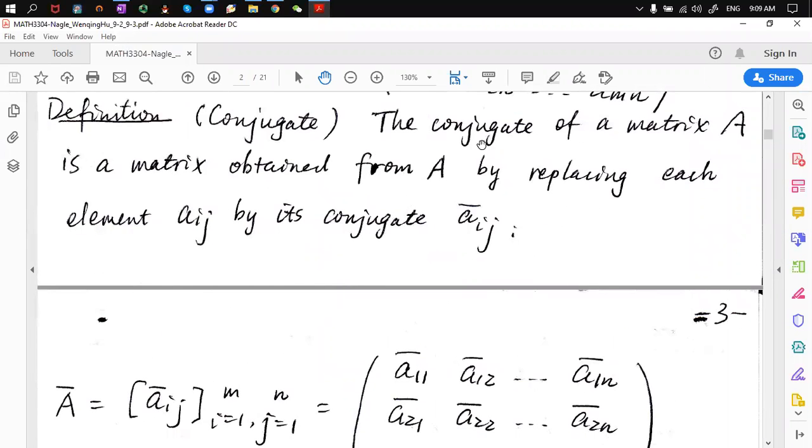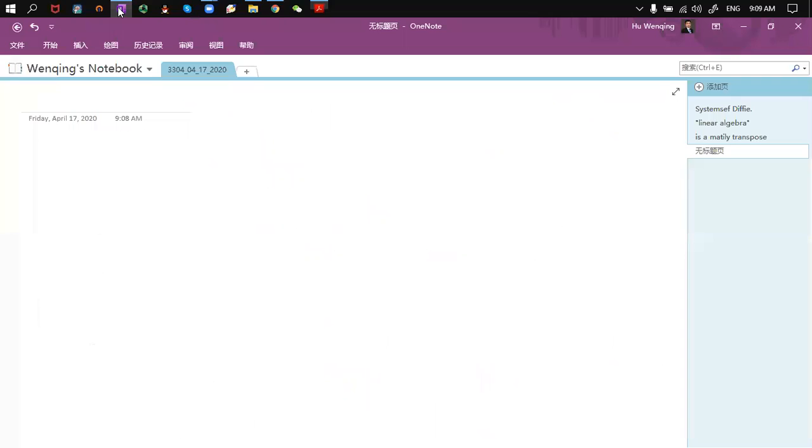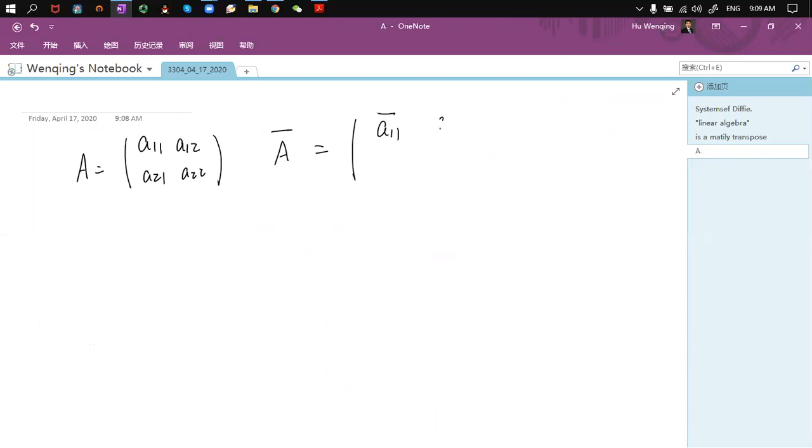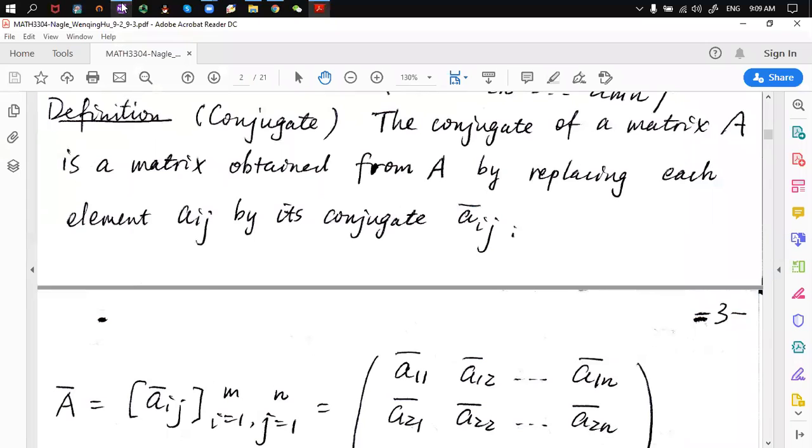Another type of operation is called conjugacy. By conjugacy, it means that you just conjugate every element in A. For example, A is A11, let's say A12, A21, A22. And what's the conjugacy? You take a bar here. So it's like the complex number conjugacy: A11 bar, A12 bar, A21 bar, and A22 bar. So that's what we call the conjugacy.